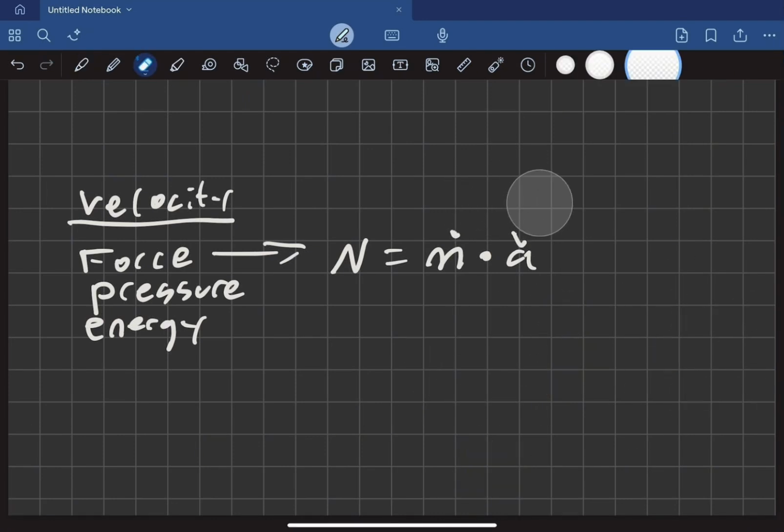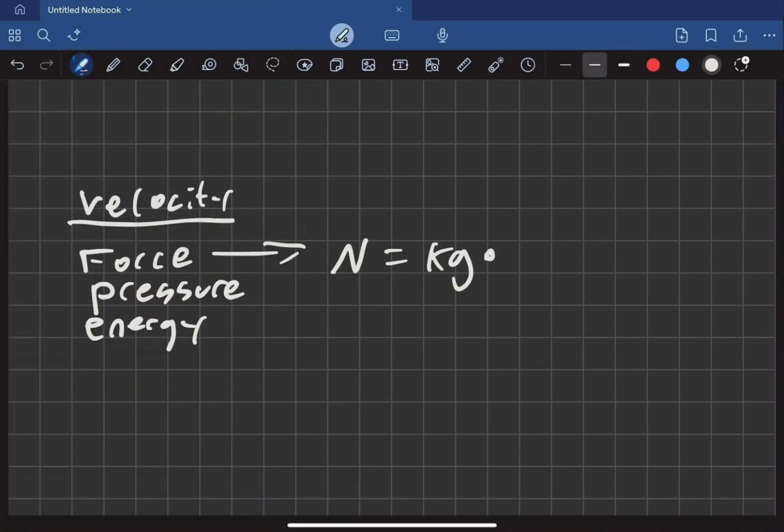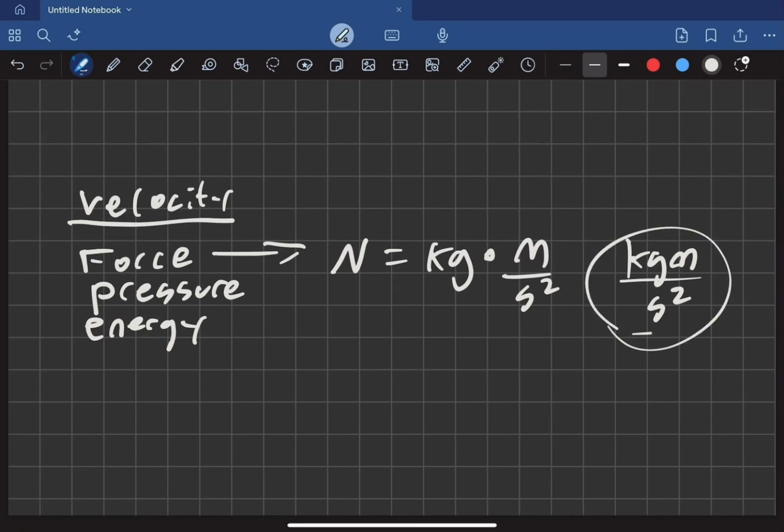So what would the SI units for this be? Well, mass is in kilograms, and acceleration is in meters per second squared. So a Newton is a kilogram meter per second squared. And it's just the SI unit of a force.